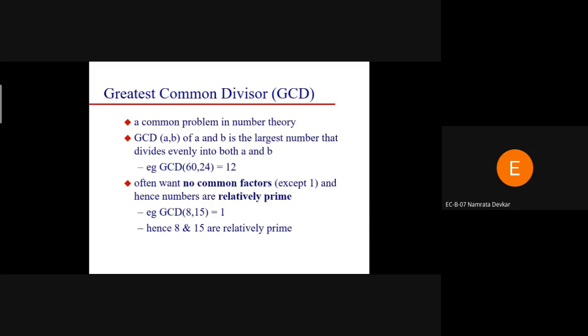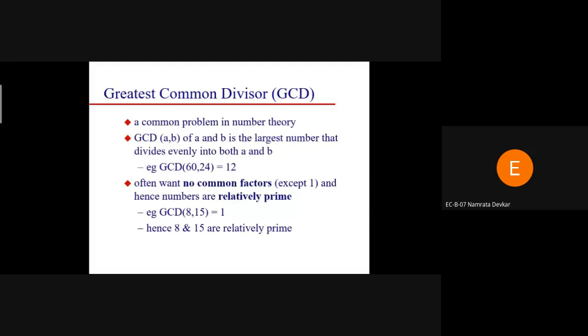Now the next concept is the greatest common divisor. Simply, in this case we can find out the common divisor. If we take two numbers, 60 and 24, the concept of GCD means we have to find out the greatest common divisor. So for example, we take A and B as 60 and 24.